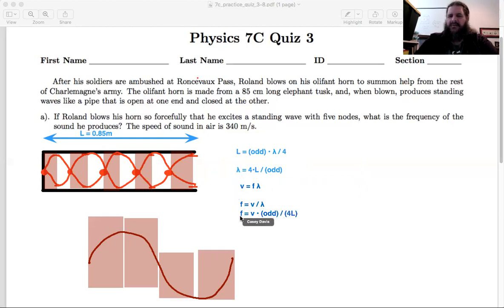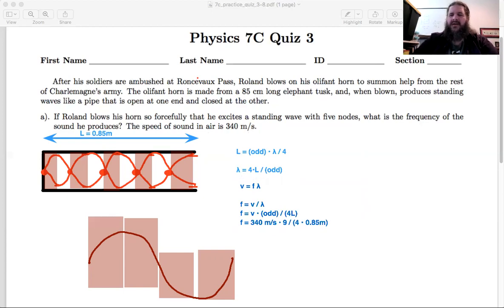So we can find the frequencies that are allowed here just by multiplying speed times any odd number divided by 4L. In this case, what odd number would we use? Yeah, we're specifically looking at a standing wave with 9 quarter wavelengths. So we'd use speed times 9 divided by 4L. And we could even fill in those values. We know the speed of sound in air is 340 meters per second, as usual, or as given. We know that the length of the pipe is 0.85 meters.